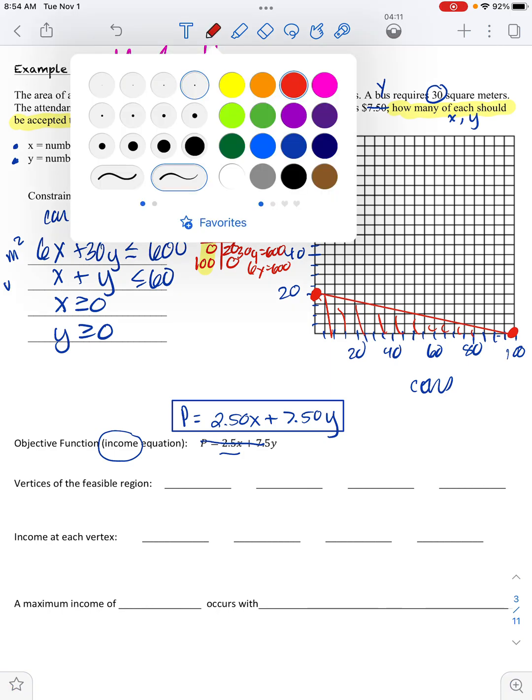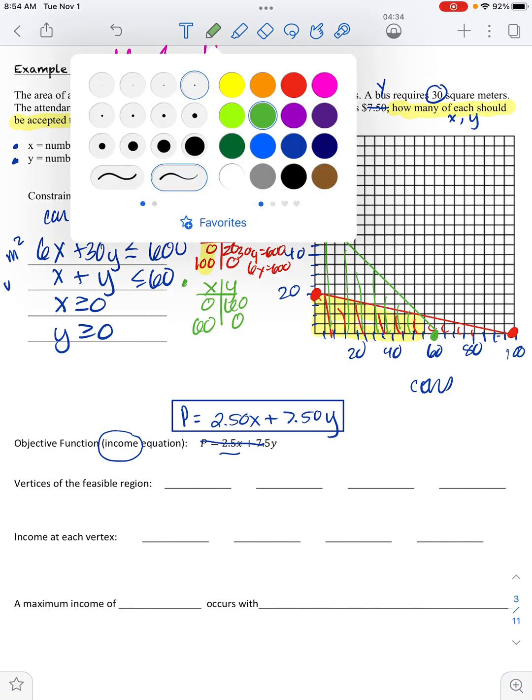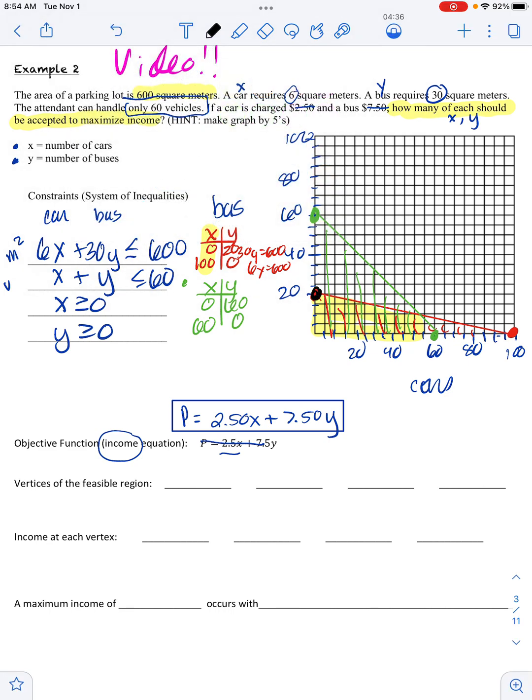When I graph the second one, even though it looks weird, if you make the X 0, Y has to be 60. And if you make the Y 0, X has to be 60. So I'm connecting 60 on the X to 60 on the Y, with the straightest line possible. And again, I have to stay under that. So the place that I'm interested in is where they overlap. And that's going to put me from this vertex to here, over to here, and then over to this one that I don't know.